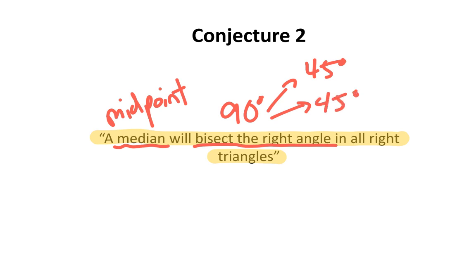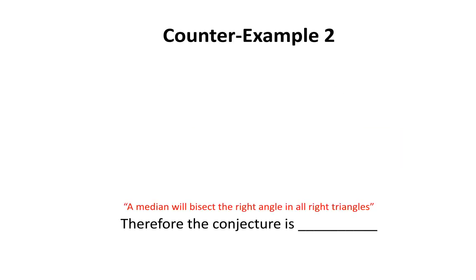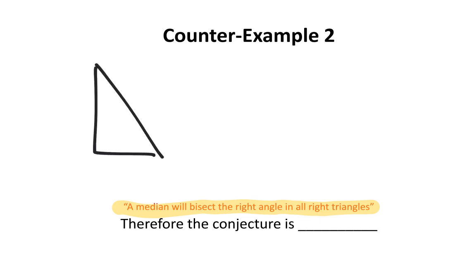Take a minute to think about this conjecture. Could it be true or could it be false? Our conjecture stated that a median will bisect the right angle in all right triangles. Let's begin by drawing some right triangles. I have a right triangle over here. Now, I'm going to draw a median. A median begins at a midpoint and it goes to a vertex.